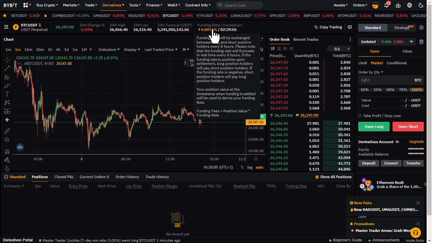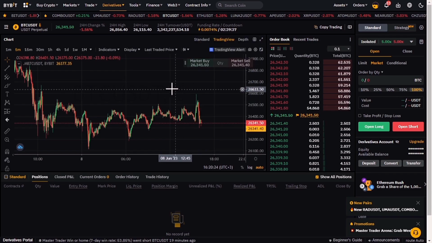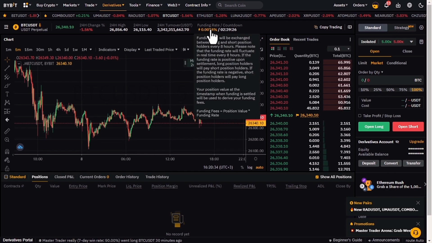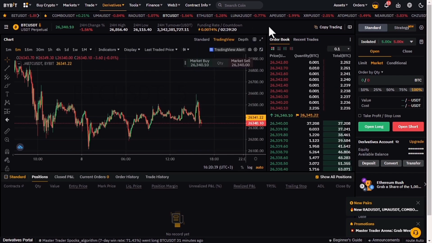If the funding rate is positive upon settlement, long position holders will pay short position holders. If the funding rate is negative, short position holders will pay long position holders. So just really easy. You have to pay attention to this too, but it is mostly for people who are trading in higher time frames. For scalpers, it doesn't make that much of a difference, because it's 0.0074%, which is almost nothing.